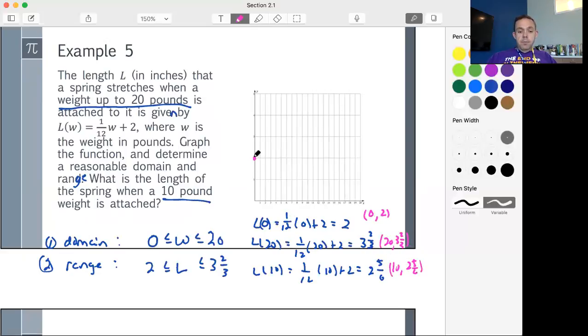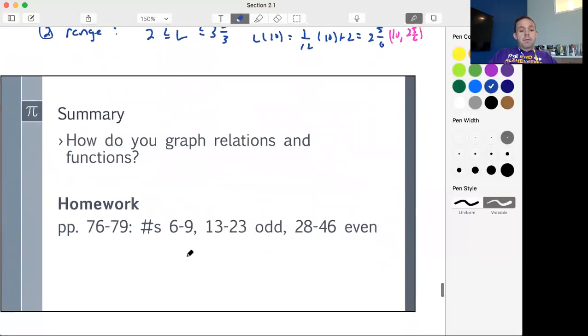So here's 0, 2. Here is 10, 2 5/6, about there. And then here's 20, 3 2/3, right about there. I draw a line that goes through them, and I have graphed this function. And that is the end of this section.